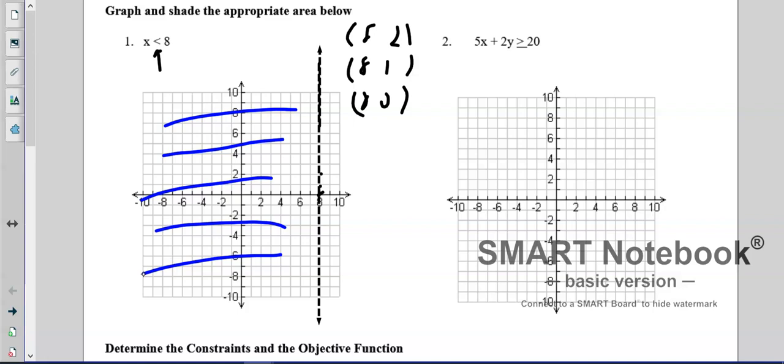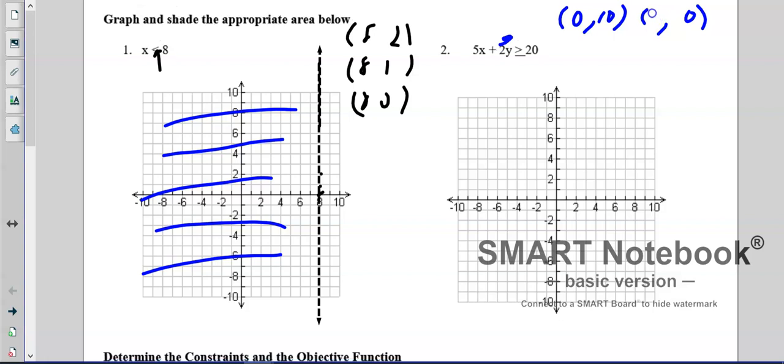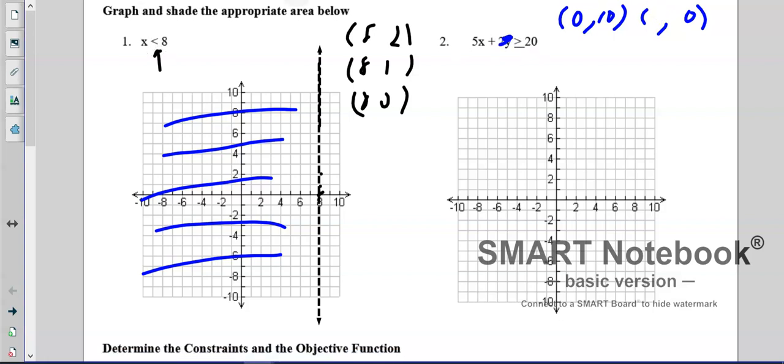Okay? Now for number 2, you have 2 ways to go about this. You can do the cover-up method where you basically plug in a 0 for x and solve for y. 20 divided by 2 is 10. Or you plug in a 0 for y and solve for x. 20 divided by 5 is 4. And then you go to 4, 0. And you go to 0, 10.